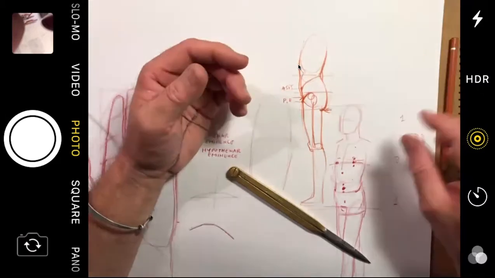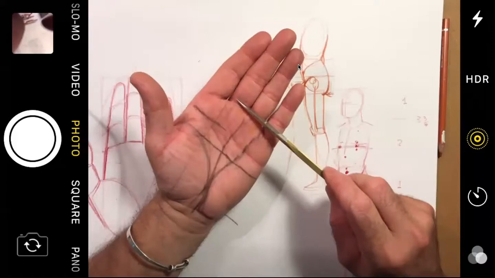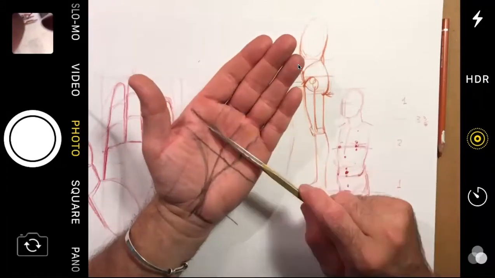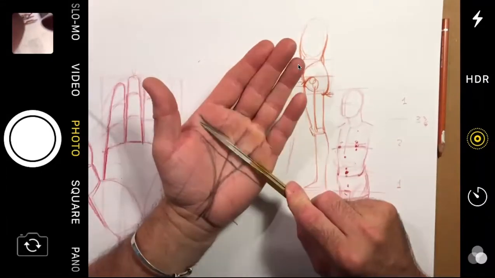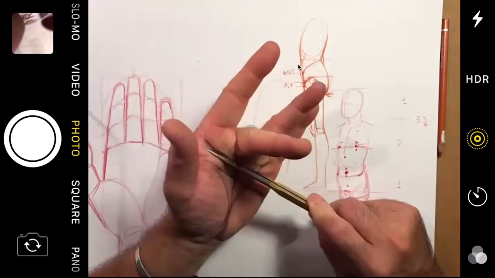So another thing you want to consider is that this is not the base of the fingers, right? This is the base of the fingers here. If you try to bend the finger, it really bends here.